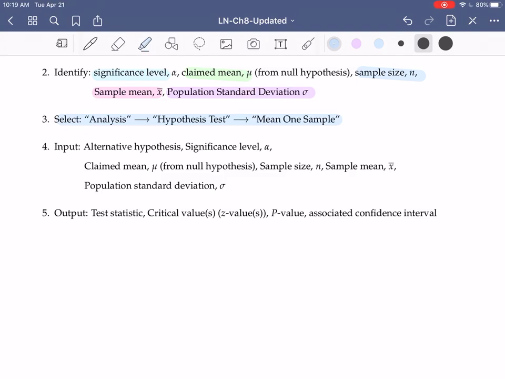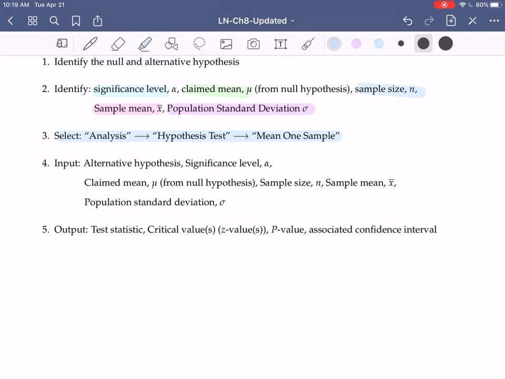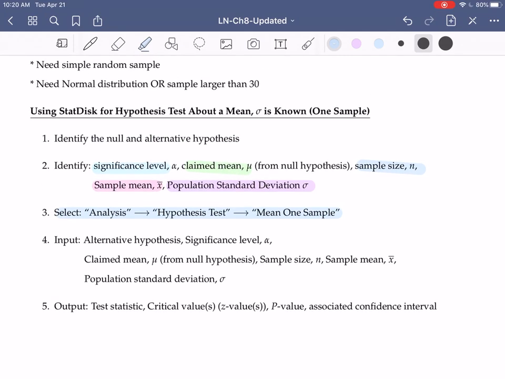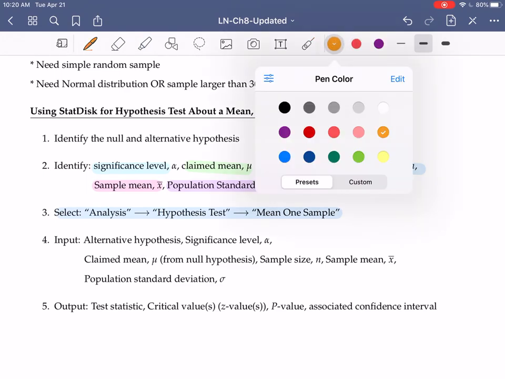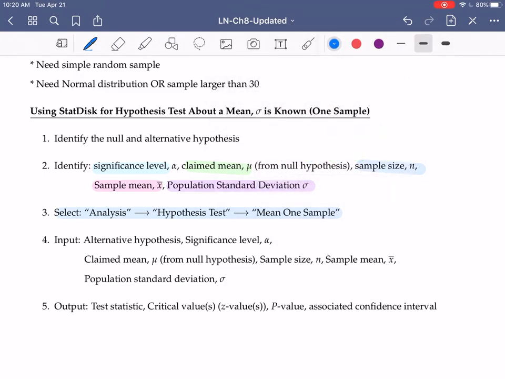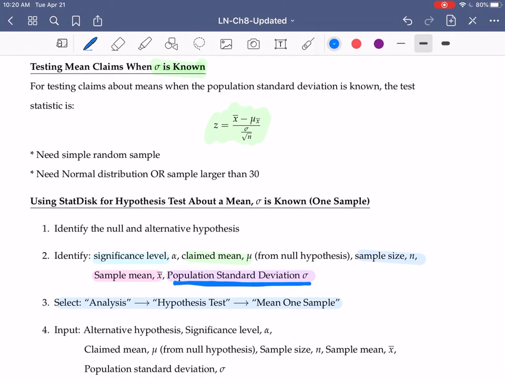That's what we're going to take a look at in our next section. But the big key here is we have exactly the same information that we had before, with the one difference being we now have a population standard deviation. Because we have that, it changes our test statistic and our critical values from t-values to z-values. All right, we will see you in the next video.